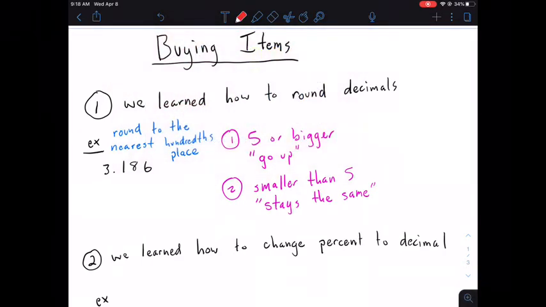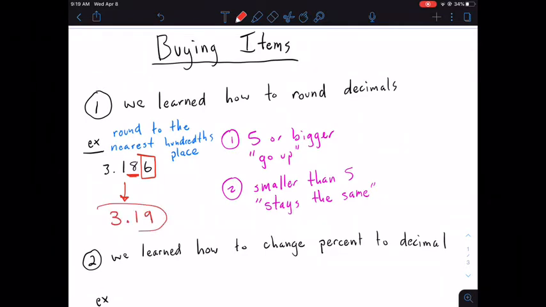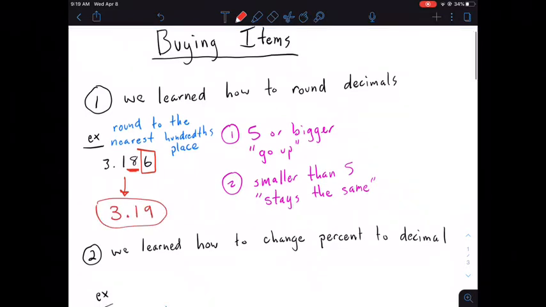So we look at the example, round to the nearest hundreds place. The number in the hundreds place is the number 8. Underline the 8. We always look to the number to the right. The number 6. Is that bigger than 5 or smaller than 5? It's bigger, so the number 8 is going to change. It's going to go up. So now it changes to 3.19, and that is how we round.